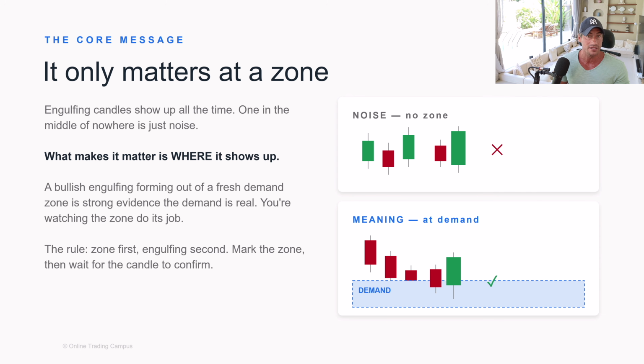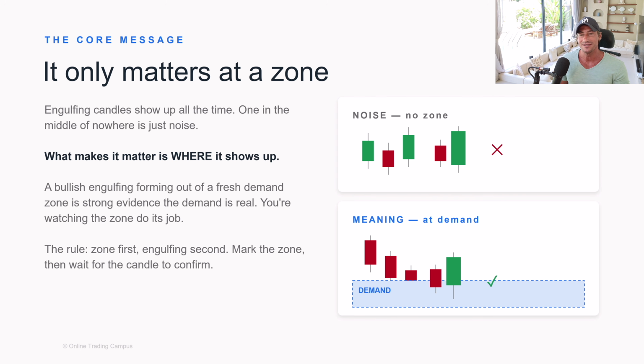You're watching buyers defend that exact demand zone. So the rule is simple and it never changes. Zone first, engulfing second. I mark my zone first. Then I wait for the engulfing candle to confirm it. The pattern never leads. It only confirms.